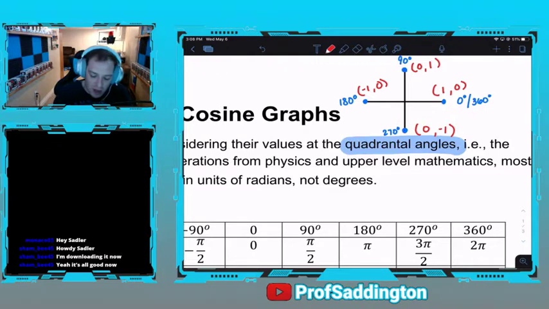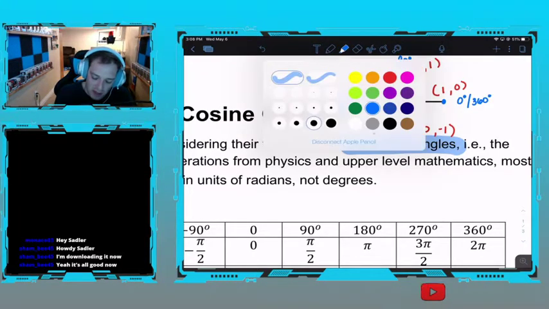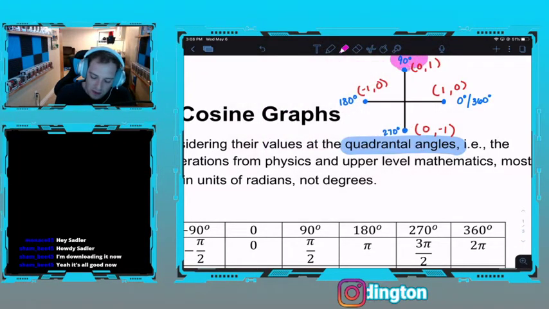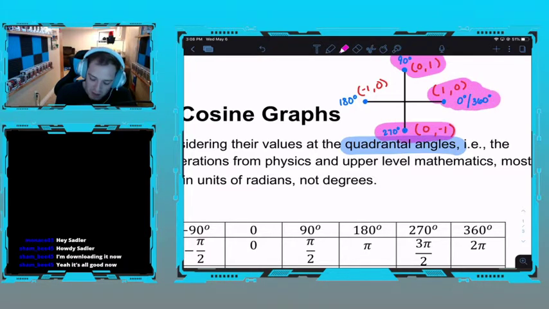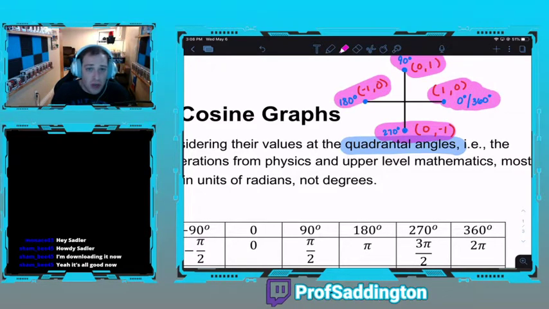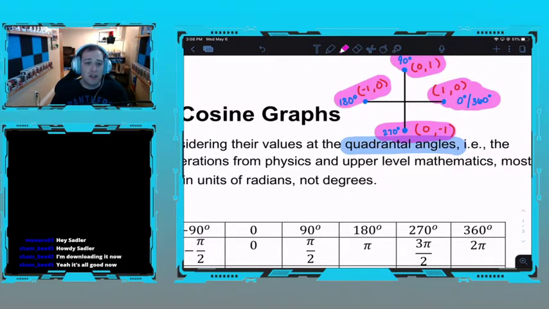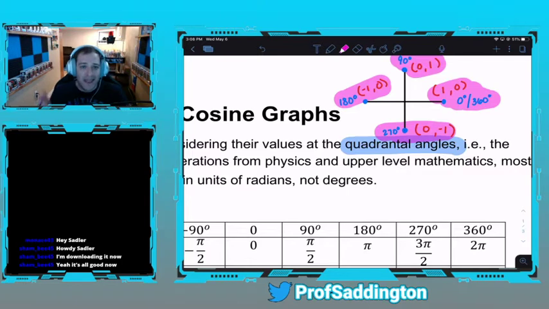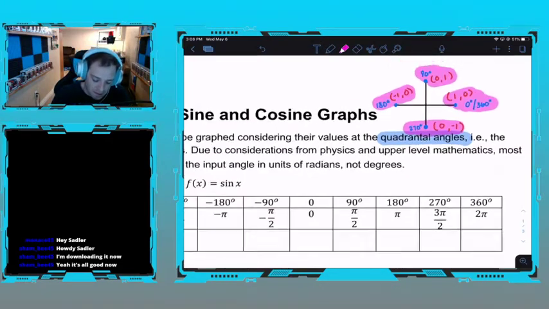So again, all of these are linked together. So if you memorize them, awesome. If you don't, that's okay, because I'm going to show you guys how you can do it with a calculator. And again, that's all in degrees. So what I'm going to show you guys today is how to do it with radians.